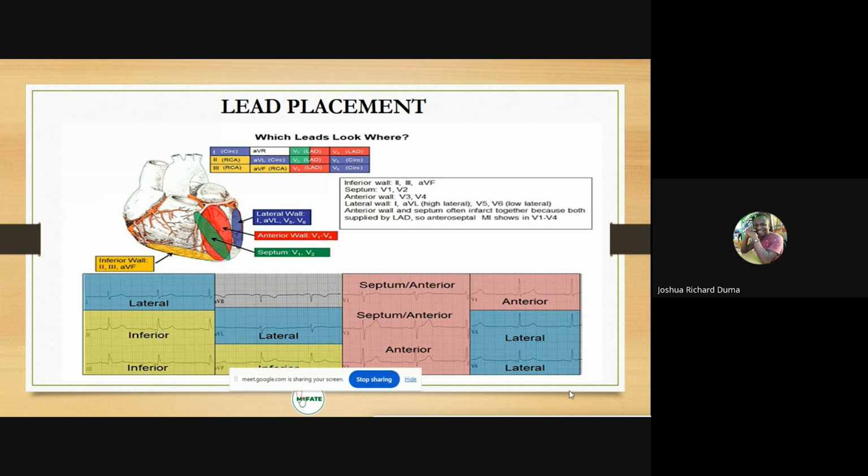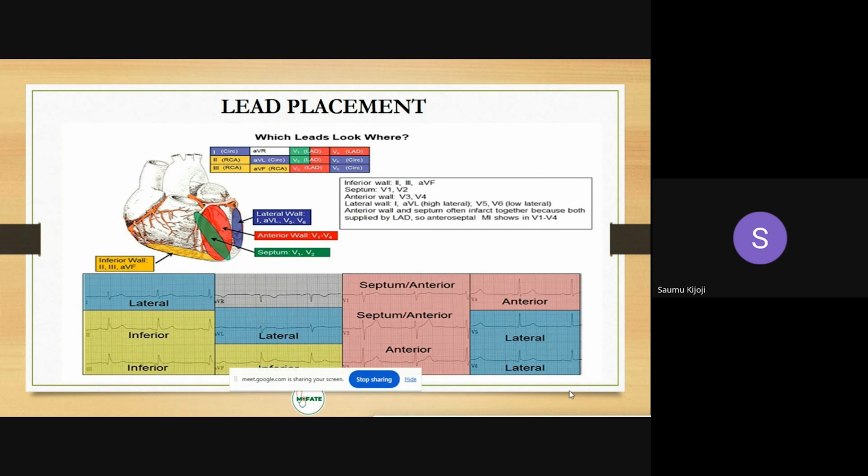So we have the leads which picture the inferior part of the heart. These are lead 2, lead 3, and AVF. Through this picture, you can see we have lead 2, lead 3, and AVF. These are the leads which show you the inferior part of the heart. So once the inferior part of the heart is suffering from ischemia or infarction, you can detect it through these leads: lead 2, lead 3, and AVF.